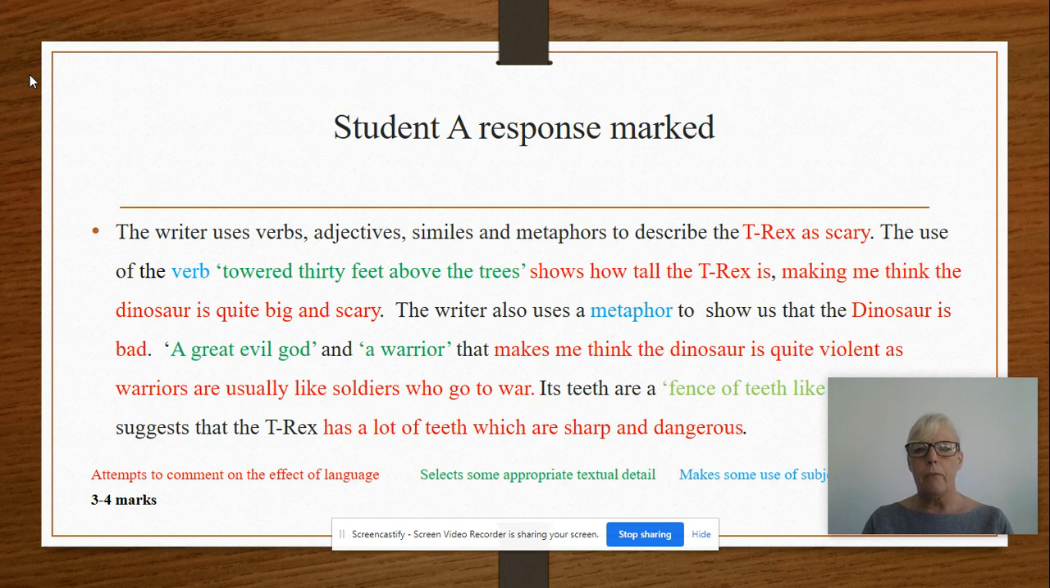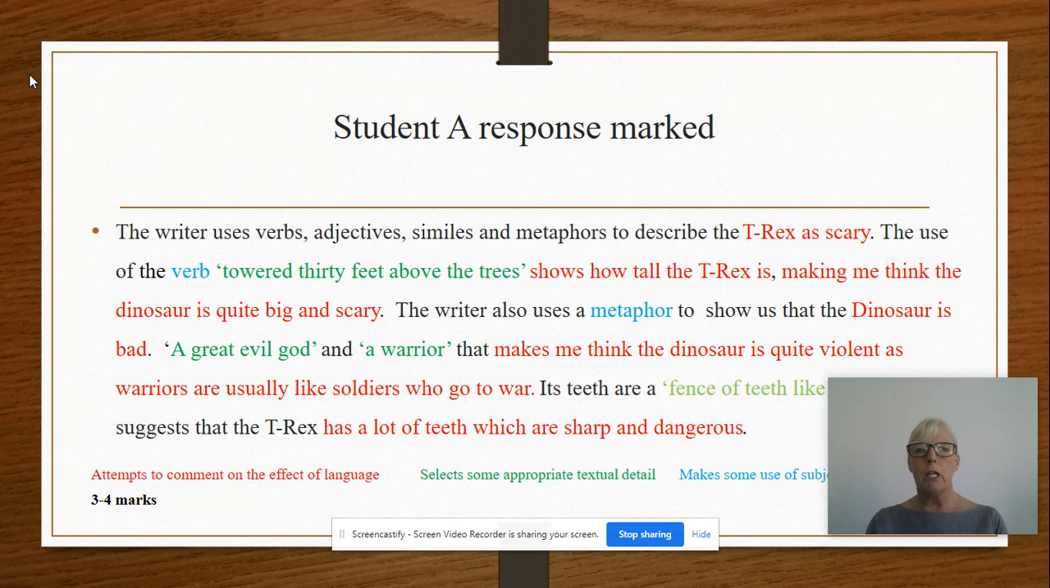So I've color coded this. The attempts to comment on the effect of language are in red. The select some appropriate textual detail in green, and make some use of subject terminology blue. So let's just have a look at that. I've got a couple of things to say.